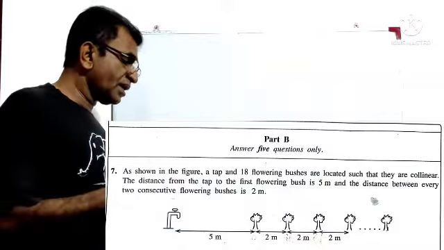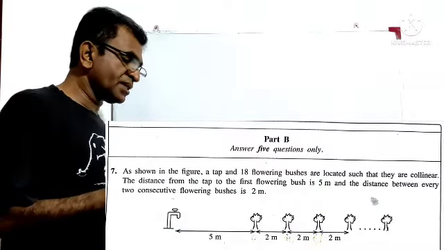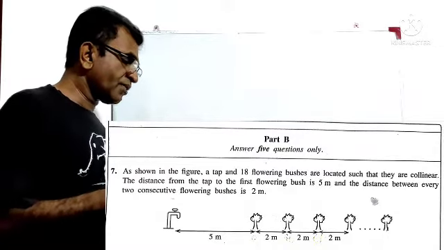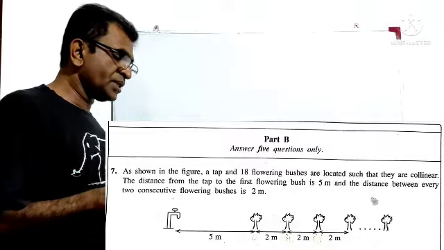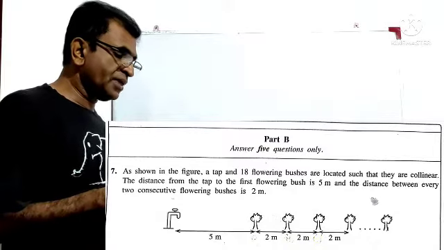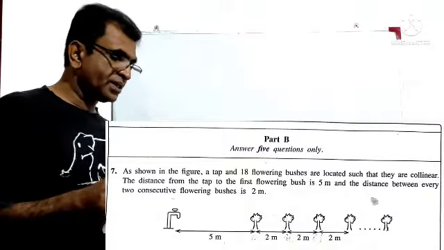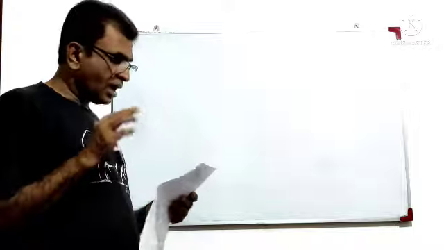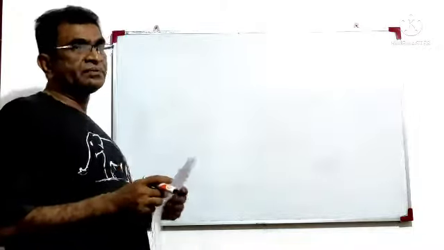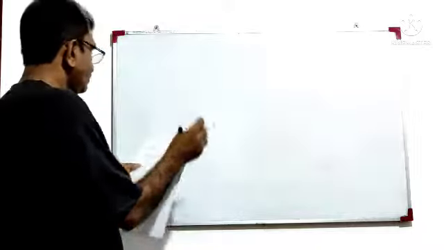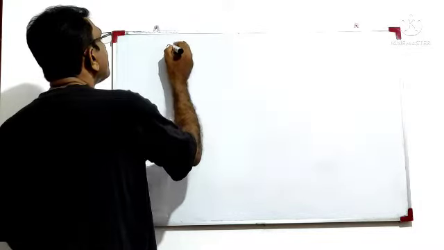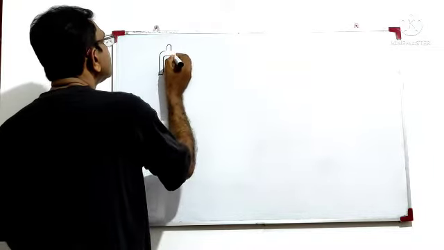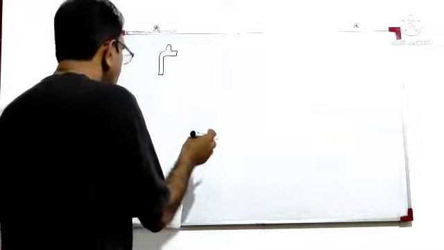As shown in the figure, a tap and 18 flowering bushes are located such that they are collinear. The distance from the tap to the first flowering bush is 5 meters and the distance between every two consecutive flowering bushes is 2 meters. First of all, I will draw this diagram. This is the tap. Thus you can draw, right? Then very easy to do this question.